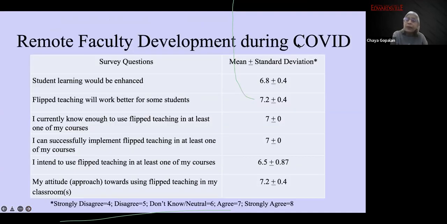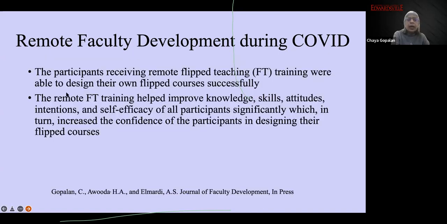A remote faculty development during COVID. This is for one of the institutions in Riyadh. So that is where 7 is agree, 8 is strongly agree. Very good scores from the faculty that participated in flipped teaching training. Participants receiving remote flipped teaching training were able to design their own flipped courses successfully. They helped improve knowledge, skills, attitudes, intentions, self-efficacy, and confidence. This is in press right now.